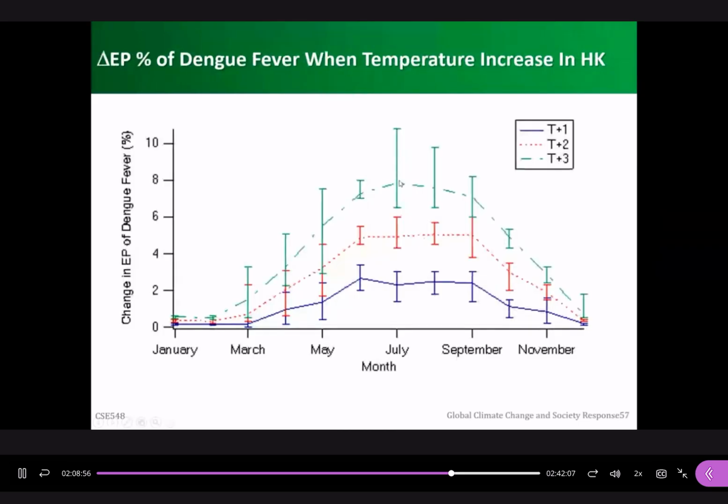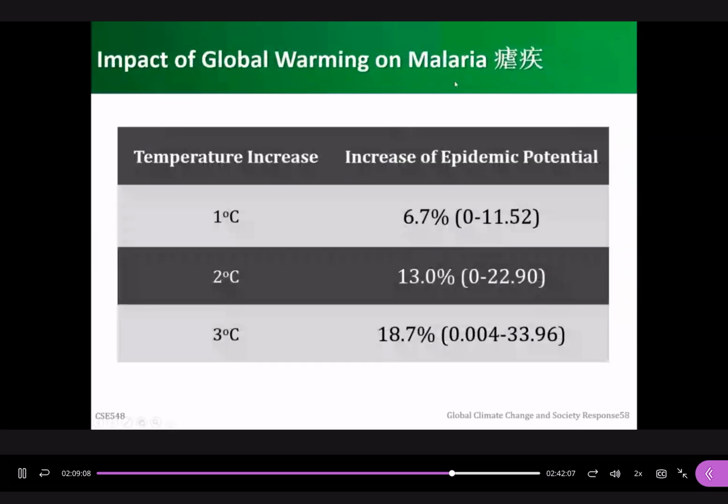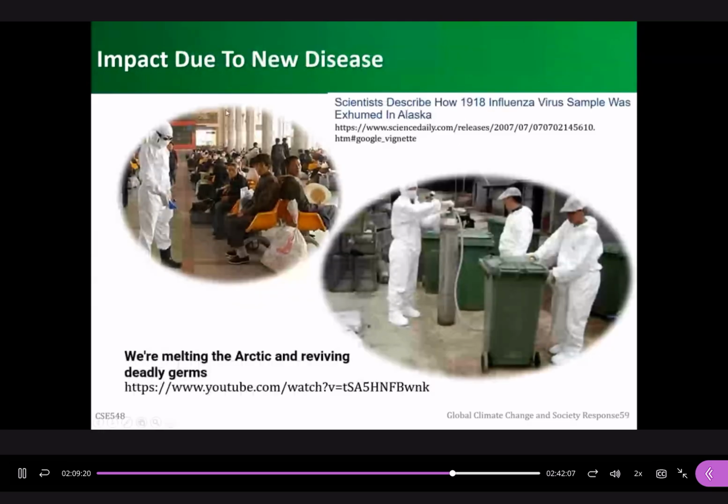So in summer, the ratio is much higher. It's around 80%. In the winter, it's much lower because in winter there will be fewer mosquitoes. For malaria, a 3 degrees Celsius increase will cause an 18.7% increase. And here it indicates there will be some new diseases because of climate change.